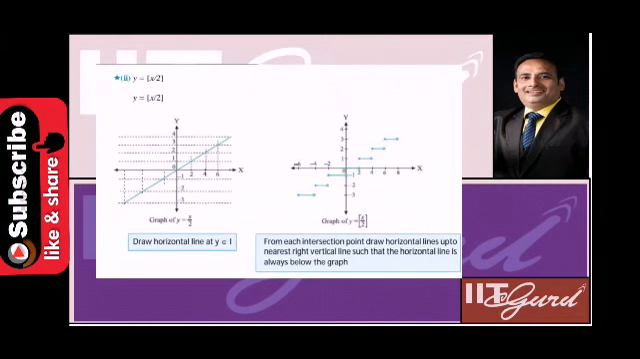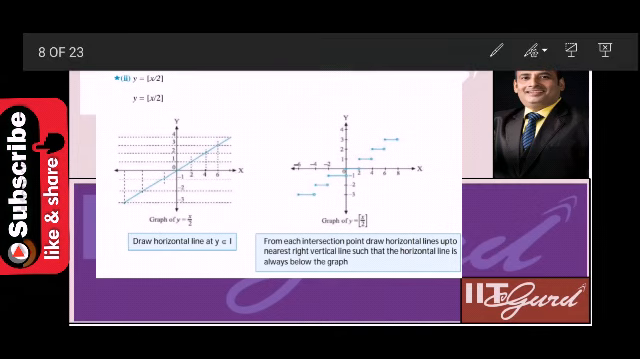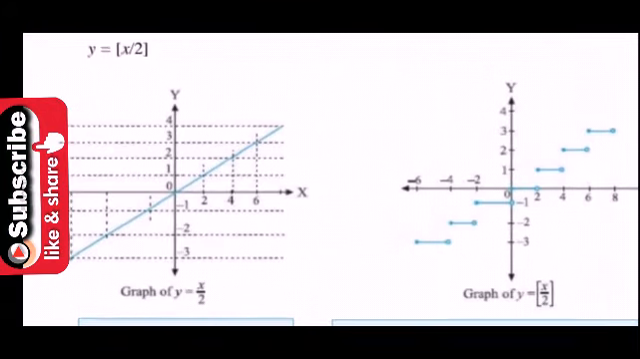y equal to gi of x by 2. Also, in the previous lecture I took this same example, so I will go through it once again. We have to draw the line y equal to x by 2 over here, so I will take a quick review.